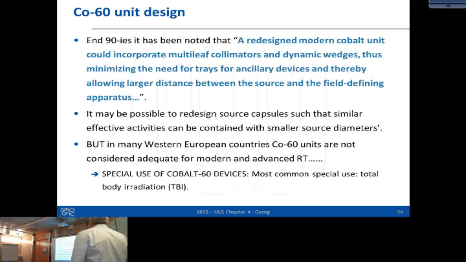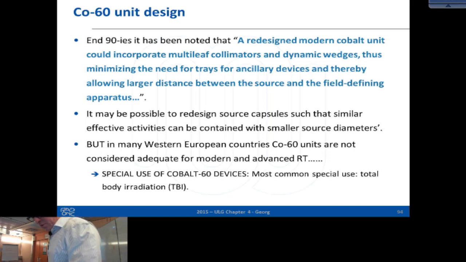Yeah, and then cobalt units were somehow disappearing from industrialized countries, from Western countries, and there were a couple of papers on how the world is going to continue with cobalt or not, yeah? And redesigns of modern cobalt units were discussed, and then actually until very recently nothing happened.